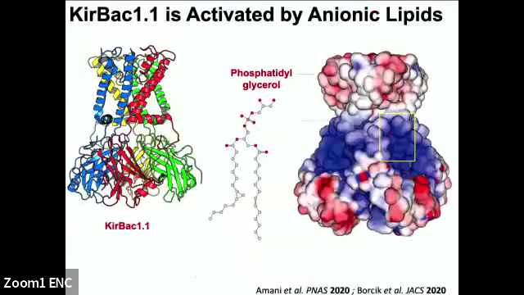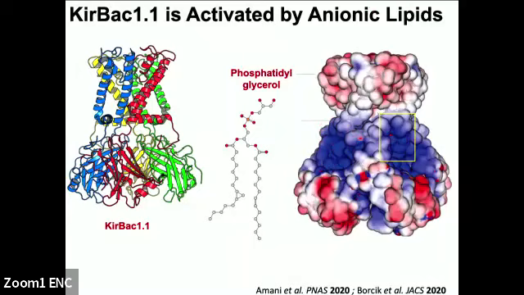KirBac has a similar fold to most Kir channels, except it has a cationic binding pocket that is optimized for things like PG, relatively small anionic lipid head groups. And you can see in this electrostatic map of Kir channels, which is pretty conserved across types and species, this really large cationic pocket right below the inner leaflet of the membrane. This is where the anionic lipids are going to diffuse in and then allow the channel to activate.